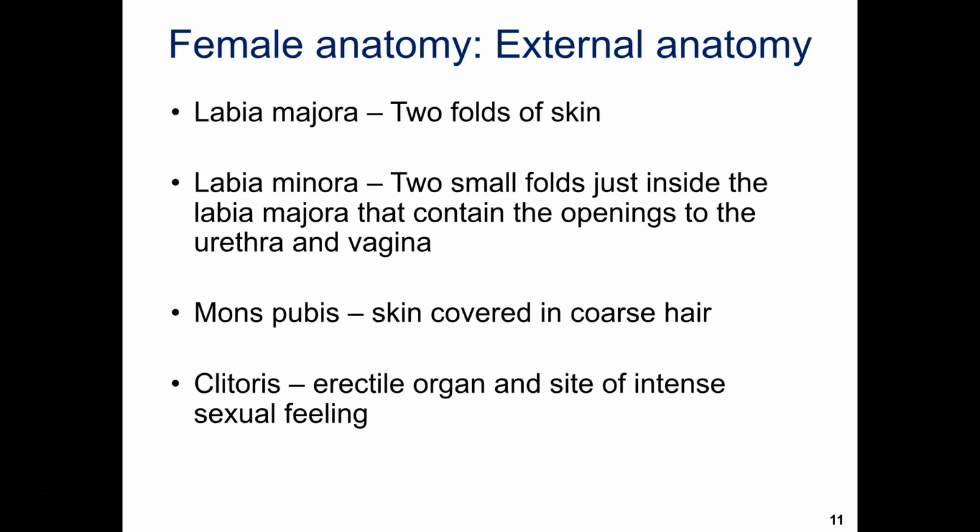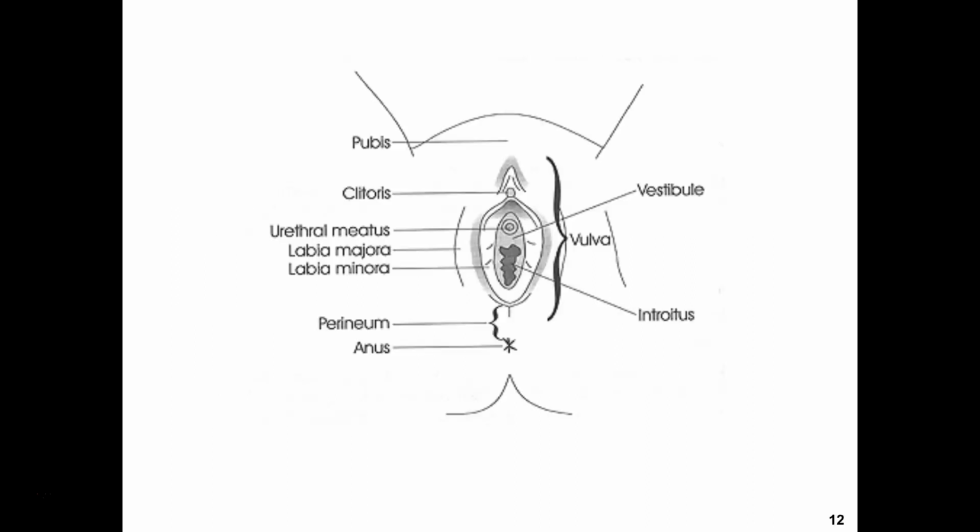And you also have the clitoris, which is this erectile organ. It's the site of intense sexual feeling. And if you remember, like we talked about in class, some cultures engage in this female genital mutilation whereby part or all of the clitoris is removed.